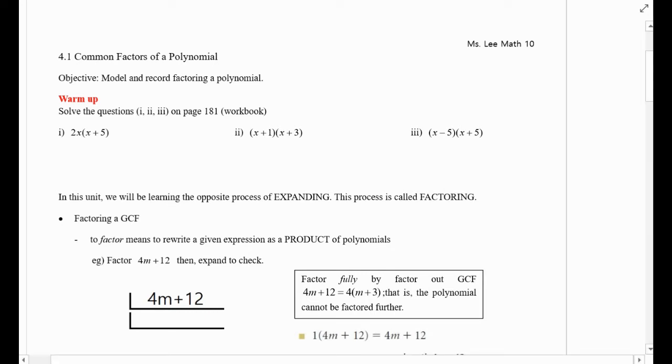Today we're going to learn how to find common factors of a polynomial. Alright, I want you to look at the warm-up questions. We have three expressions, three polynomials, and we're going to expand those three polynomials.